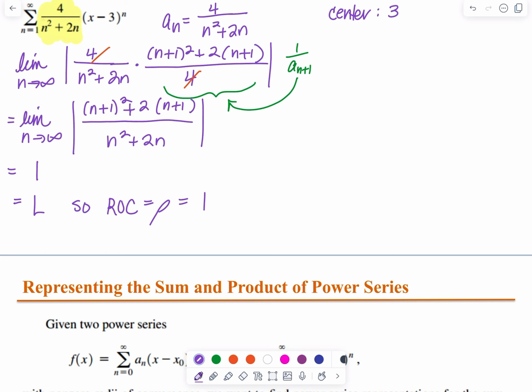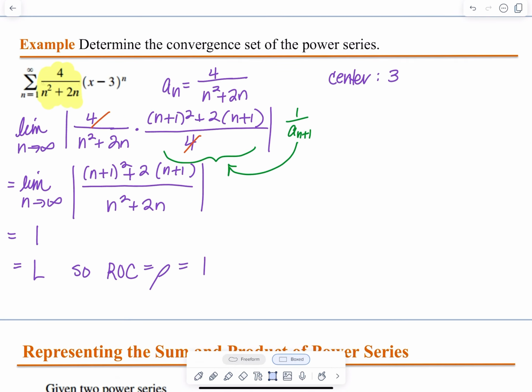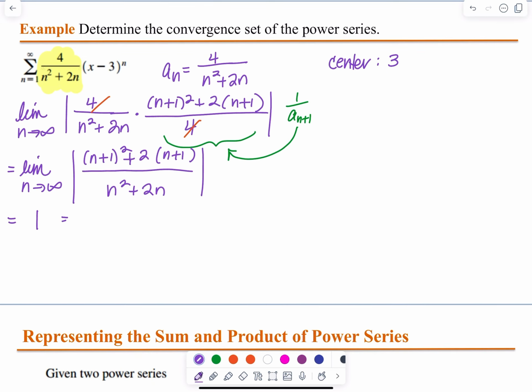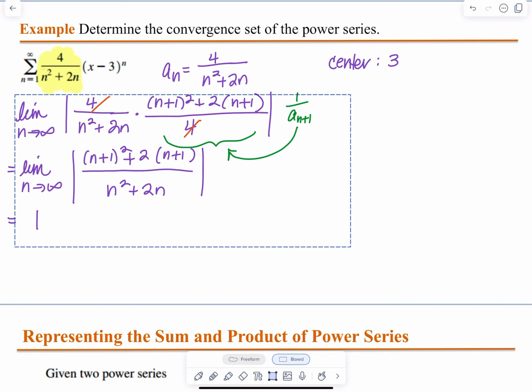Now, we do have a couple things we need to look at, and I probably should not have written so big, so let me just put that this is equal to rho, okay? So now, let's go ahead and take a look at what we have.